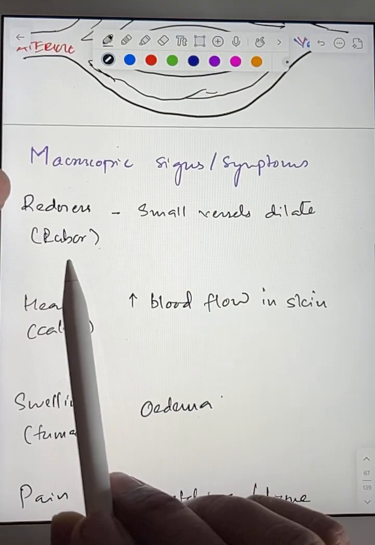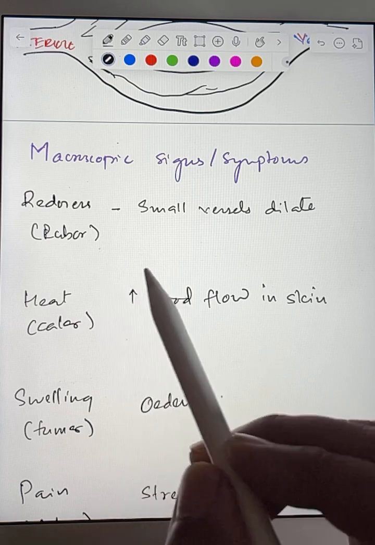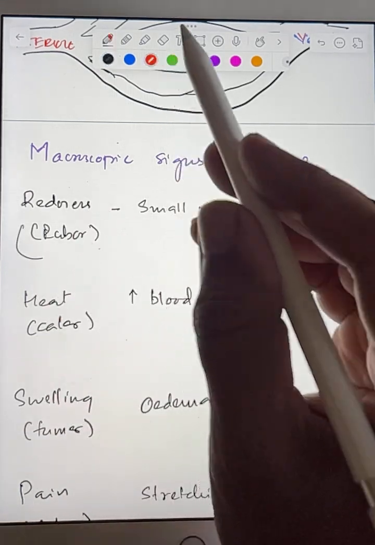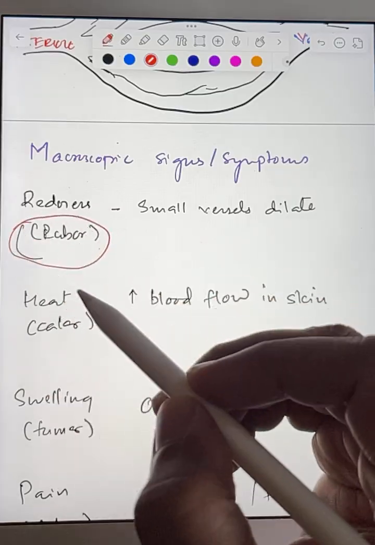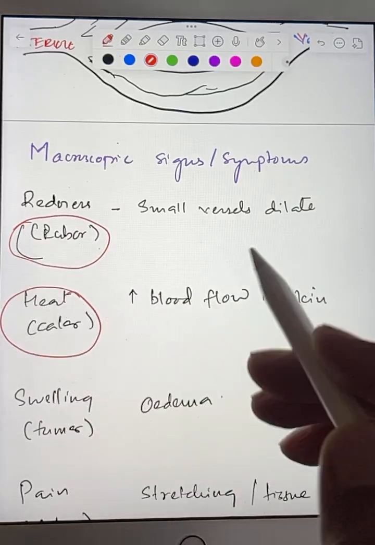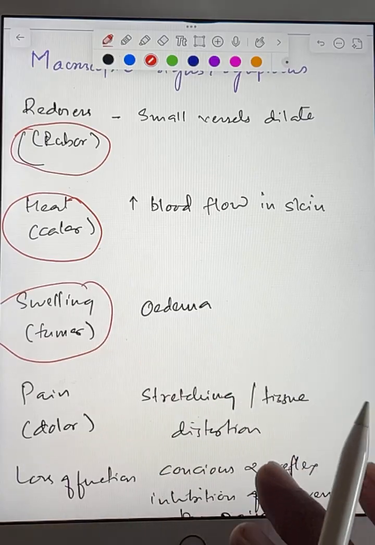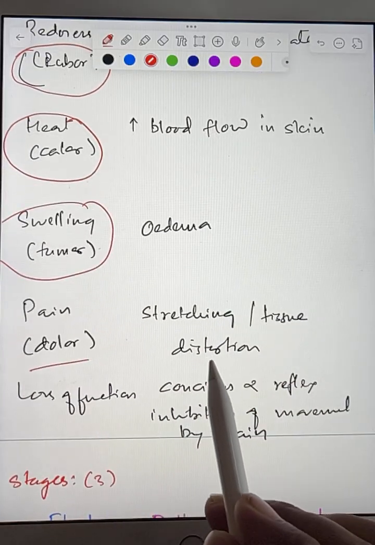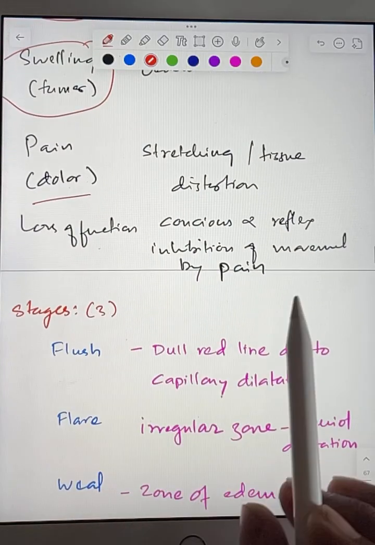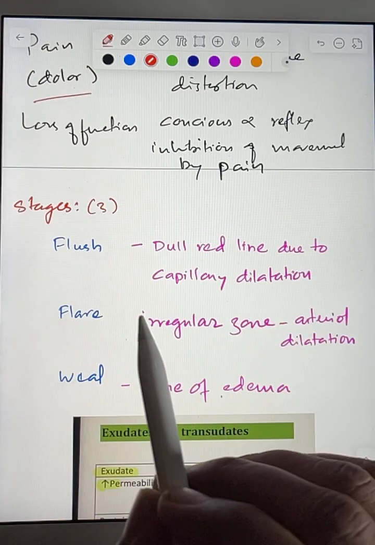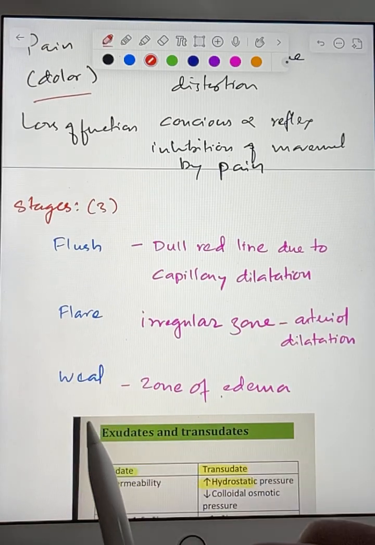Macroscopic and microscopic signs. Macroscopic: you see redness, called rubor; heat, calor; swelling, there is edema; pain, because of stretching and distension; and loss of function. So there are three stages: flush, flare, and wheal.